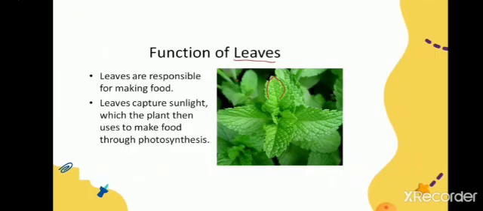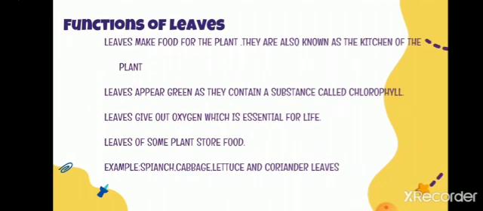One more function of the leaf is giving out oxygen. In root and stem we studied that the extra food prepared is stored in them. So we eat root vegetables like beetroot and radish, and stem vegetables, I told you, ginger and sugarcane are the stem vegetables we eat. Similarly, leaves store their food.